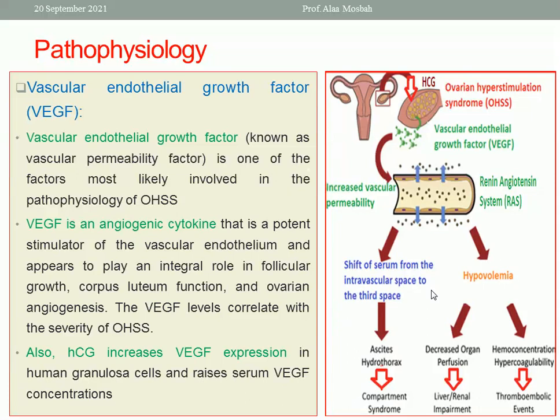Also, we should know that HCG increases vascular endothelial growth factor expression in human granulosa cells and raises serum vascular endothelial growth factor concentration. That's why this syndrome is related to giving HCG to the patient to induce maturity of the follicle and induce ovulation. So the cause here is that HCG increases vascular endothelial growth factor expression, and this has an important role in the pathophysiology of ovarian hyperstimulation syndrome.